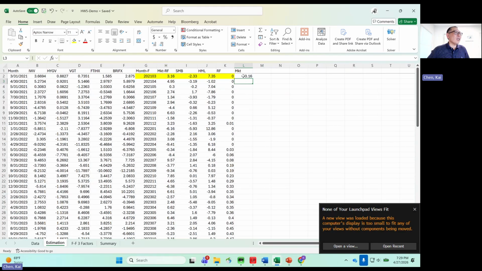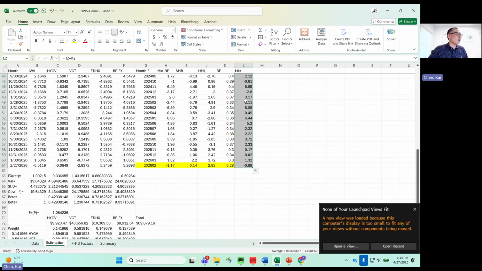Okay, so that is the return on market portfolio. Be careful, this column is the market risk premium, and now we calculate the return on market portfolio. Now I'm going to move my cursor to the right bottom corner and double click this cross. Then we did all of them, right? We did all of them.